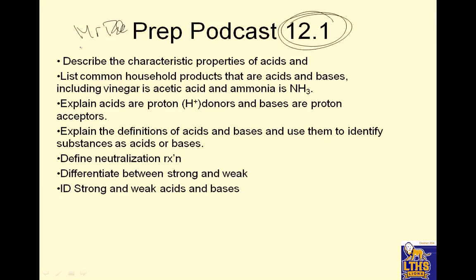We're going to talk about colors a little bit. We are going to describe the characteristics and properties of acids and bases, list common household products, and explain that acids are proton donors and bases are proton acceptors. By the way, proton is H positive. Explain the definitions. You've got that already, and you're ready to roll, just like me.